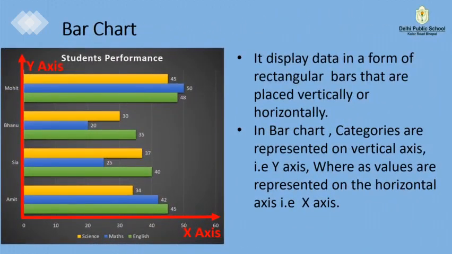Now, this is a bar chart. A bar chart displays data in a form of long rectangular rods, also called bars. Now, they are placed vertically or horizontally.